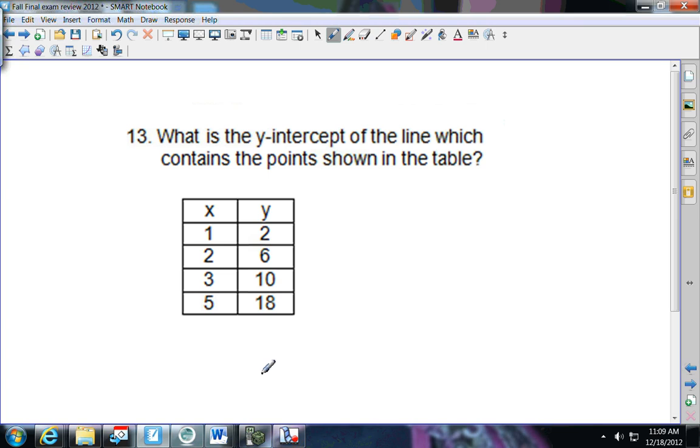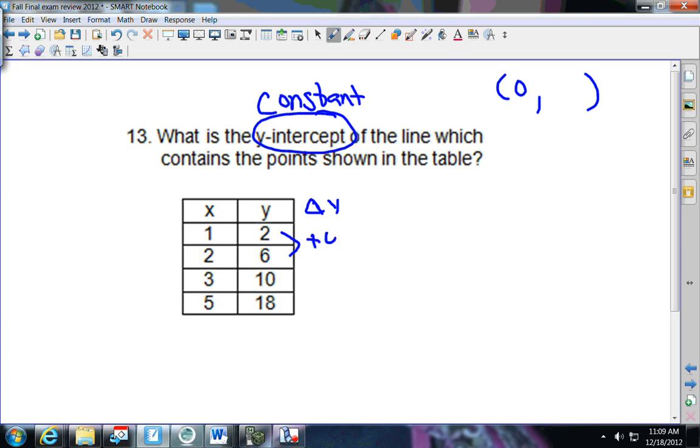13 says, what is the y-intercept? Remember, y-intercept is the same as the constant when we find the equation. We know my y-intercept is going to be 0 and some number. So to go through and find this, we need to find the equation of the line. So I'm going to do delta y. The change in y is plus 4. Delta x is plus 1. Delta y over delta x, 4 over 1 is 4.